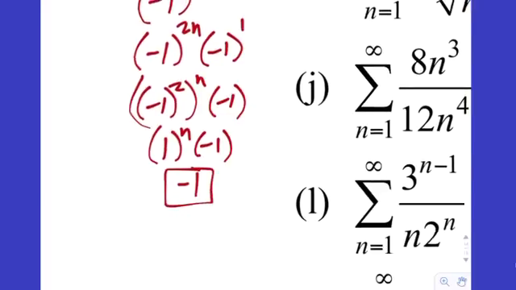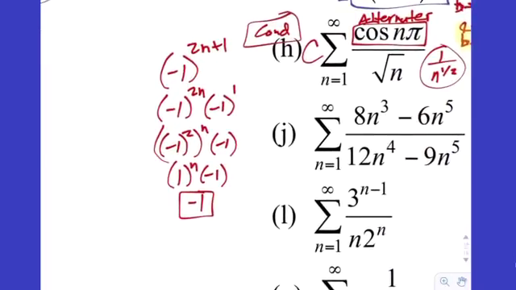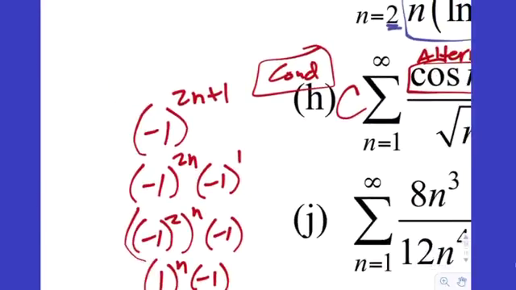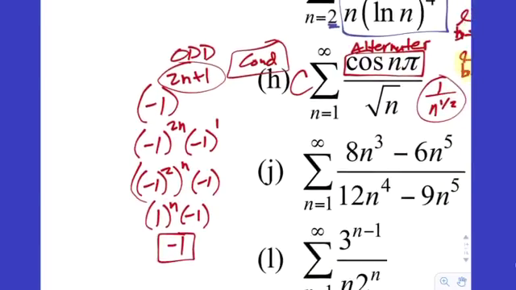Is that an alternator? If it's -1 all the time? No, it's not. So 2n plus 1 looks like an alternator, but it's not. Now, it's a little bit faster. If that ever shows up, if you just expanded the first two terms, you would see they would both be negative. Okay? Because remember, 2n plus 1 is an odd number, right? It's an odd number. And -1 to an odd number is always negative. So beware the tricky alternator that's not an alternator.